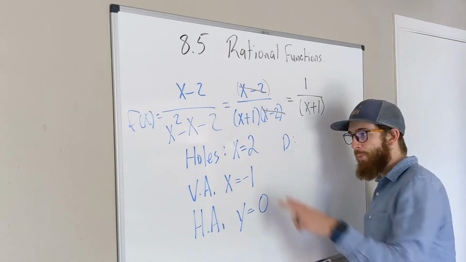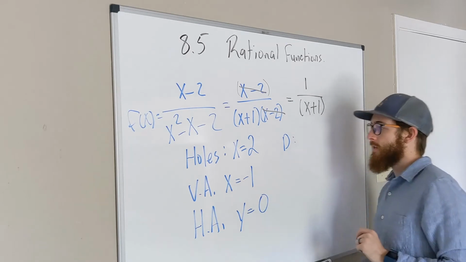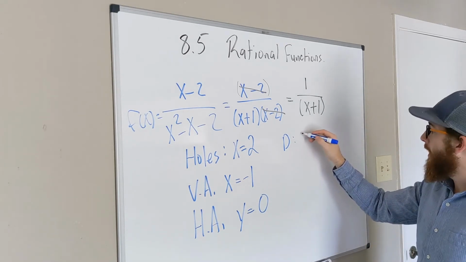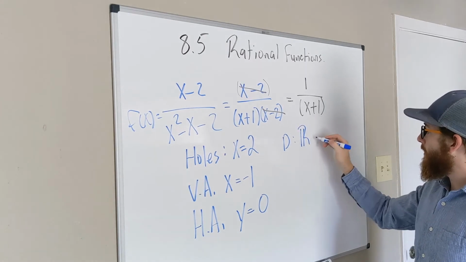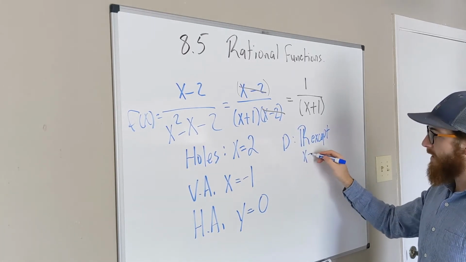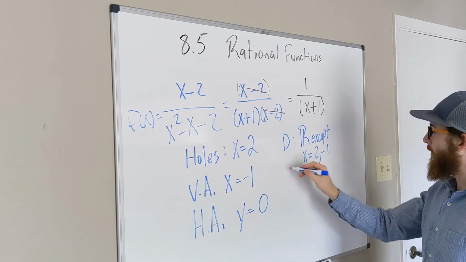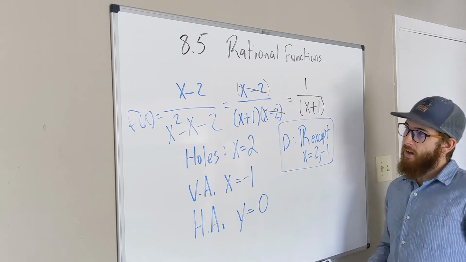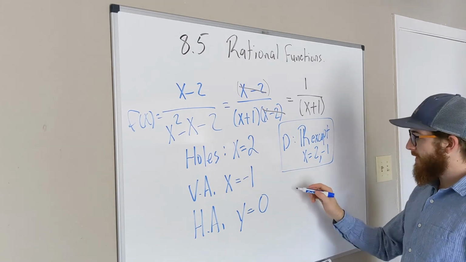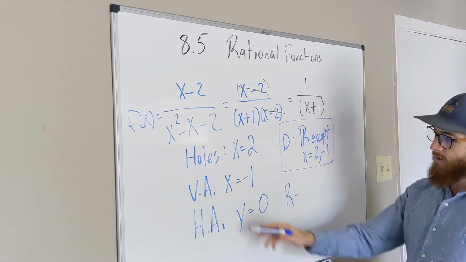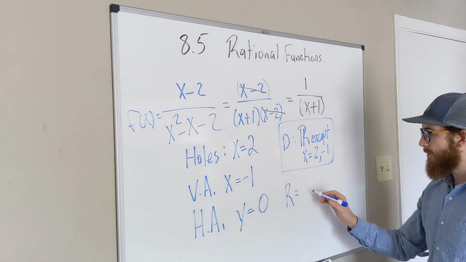Domain is everything but these two things. So let's see, that would be all real numbers except x equal 2 and -1. Okay, there's the domain. And we'll go ahead and look at the range in this case. Range is everything but this horizontal asymptote.